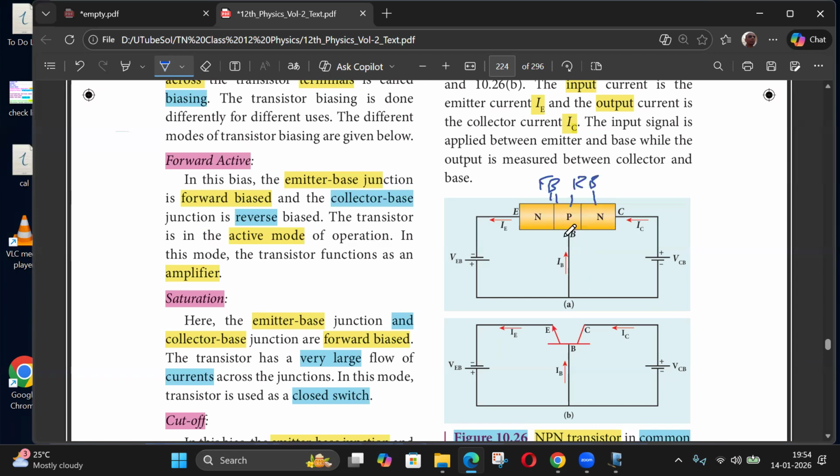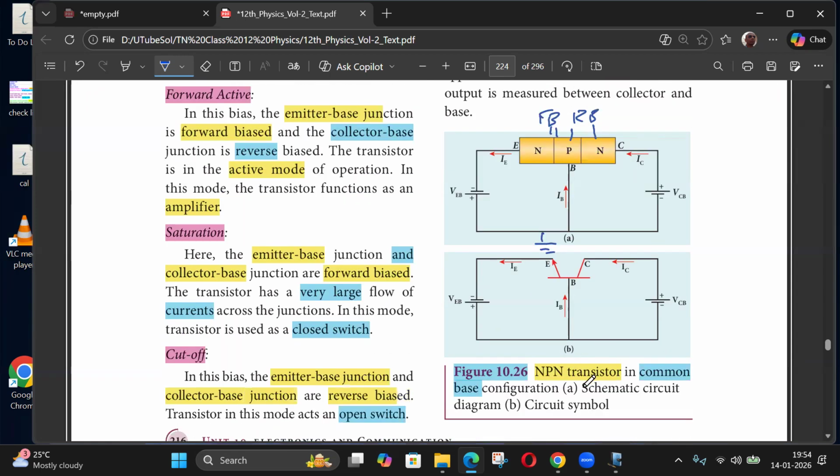If I make this 0 volts, then compared to this it will be some positive voltage. This is forward bias because the negative side will push the electrons, so the depletion region will become thinner. This is 0 and this is a positive voltage, so this will attract the electrons here and make this region wider. So this is an NPN transistor.